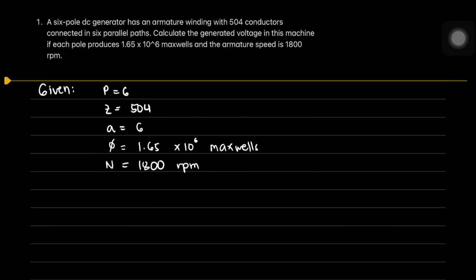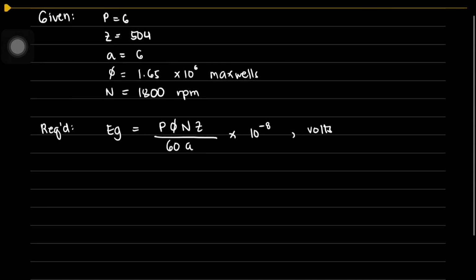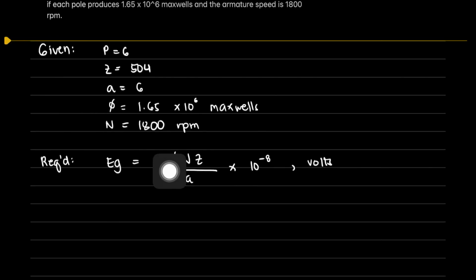Now, we list down the requirements of the problem. And based on the problem, we are required to calculate the generated voltage in this machine. And the generated voltage is given by the equation pole times the flux per pole multiplied by the speed of the machine times the number of conductors all over 60 times A multiplied by 10 raised to negative 8. And the resulting unit of this would be volts.